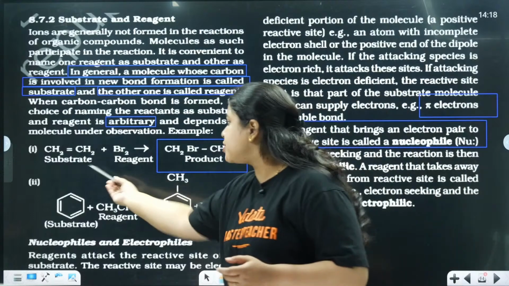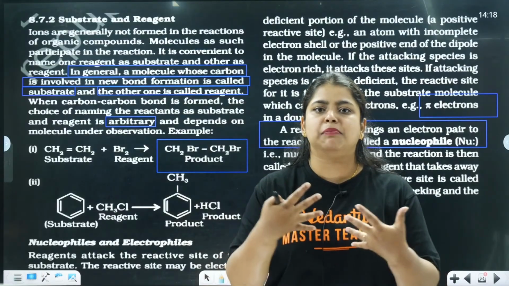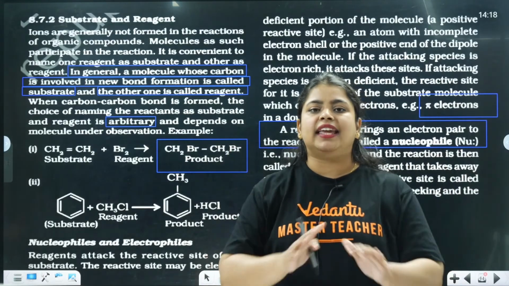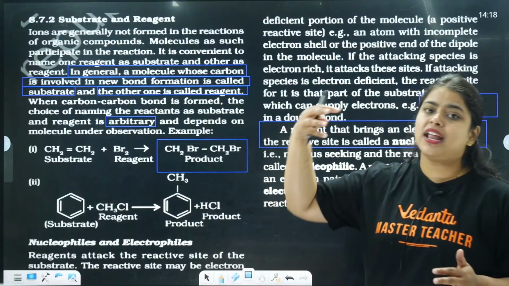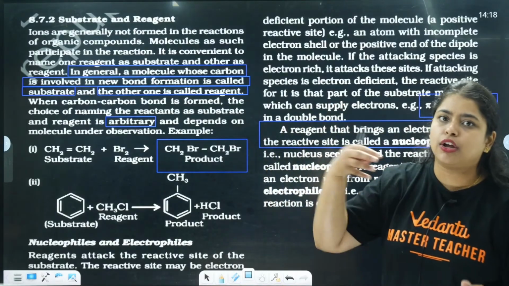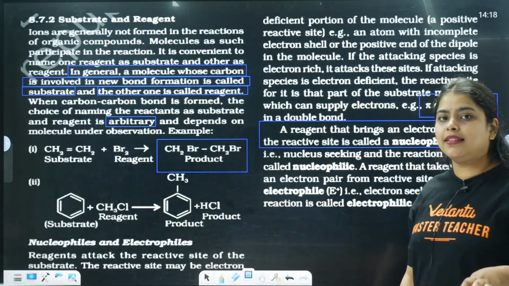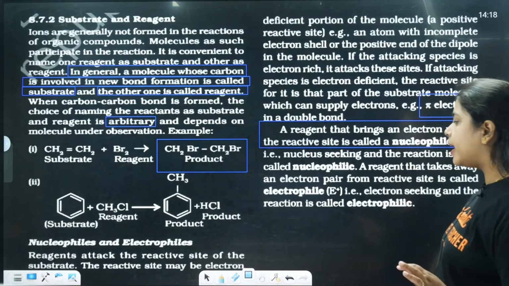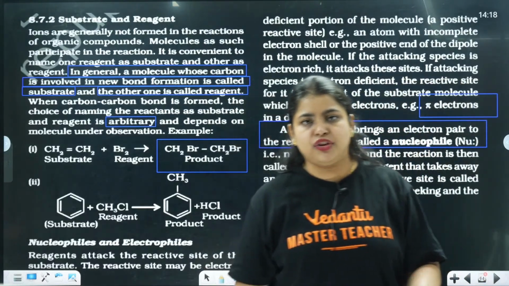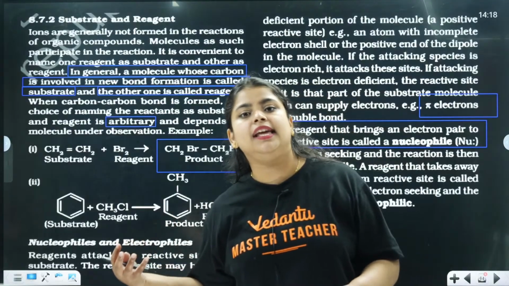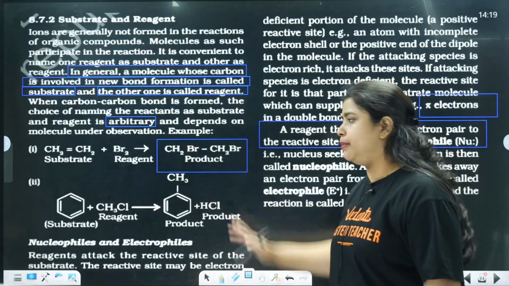The substrate and the reagent are combining, meaning when they are meeting each other at that site, whatever is happening at that site, the electron is being given, and the site is deficient. Someone is bringing electrons to that site. Who will bring it? That is the nucleophile. If the substrate is electron deficient, then the nucleophile does the work of bringing the electron to that site so that both combine and the product is formed.